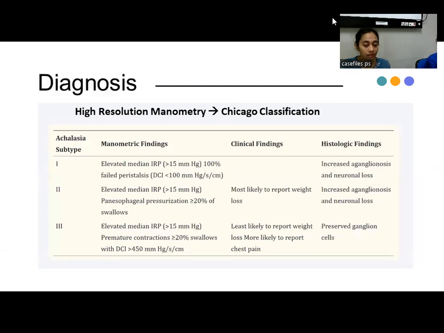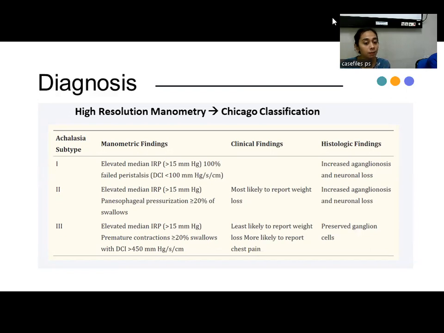HRM, as described by the Chicago classification, is the gold standard for diagnosis, and it also divides the achalasia into three types. In type 1, there is elevated IRP, which is diagnostic in all the three cases, more than 15 mmHg. In type 1, there is completely failed peristalsis with DCI less than 100. The histology correlates with increased ganglionosis and neuronal loss.